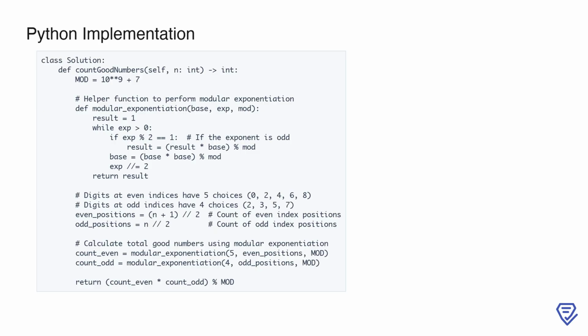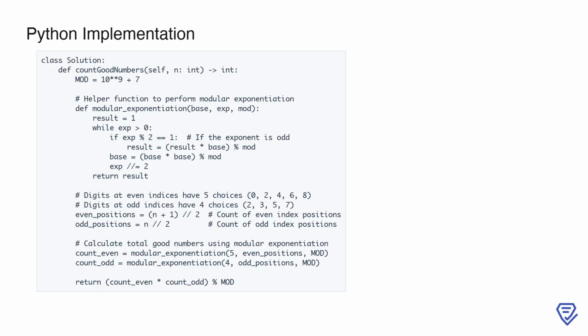The total number of even index positions is calculated as (n + 1)/2, ensuring that the first digit, index 0, is included. Similarly, the number of odd index positions is n/2. Each even index has 5 valid choices, 0, 2, 4, 6, 8, and each odd index has 4 valid choices, 2, 3, 5, 7. Using the modular exponentiation function, we compute the total number of combinations for even index positions, count_even, and odd index positions, count_odd.